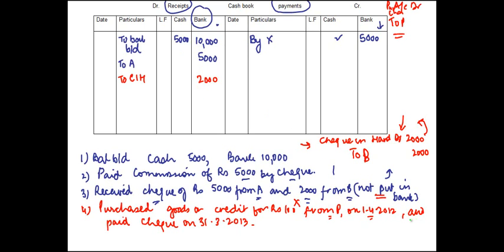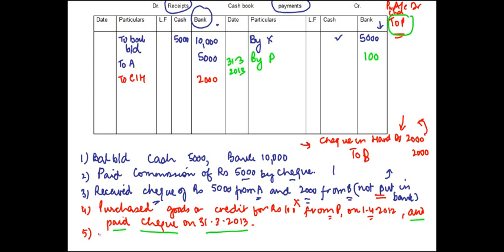But when I make the payment and paid check on 31/3/2013, the day I make the payment, I will debit P and I will credit bank. How much is the amount? 100. Right? So the entry will be done on 31/3/2013. Right? Now I told you about a contra entry, but let me just put that also.